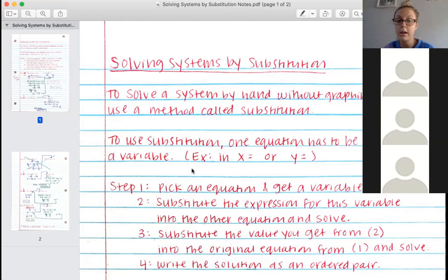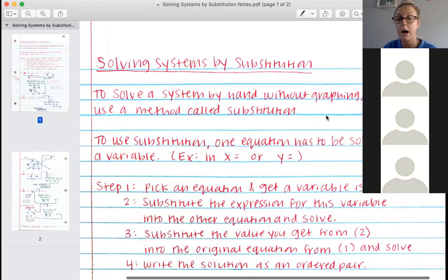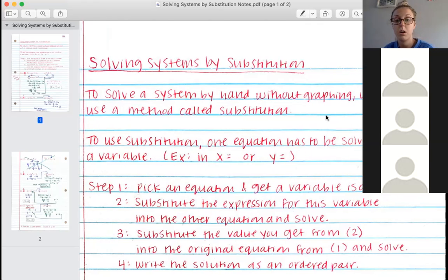Y'all, if you need to, take a picture of these steps. I can put this on Canvas too, because I know some people asked for it, so I went ahead and wrote them out. But I feel like we should just do a couple examples, make sure we're all okay, and then y'all will be free to go do your notes for today, okay?